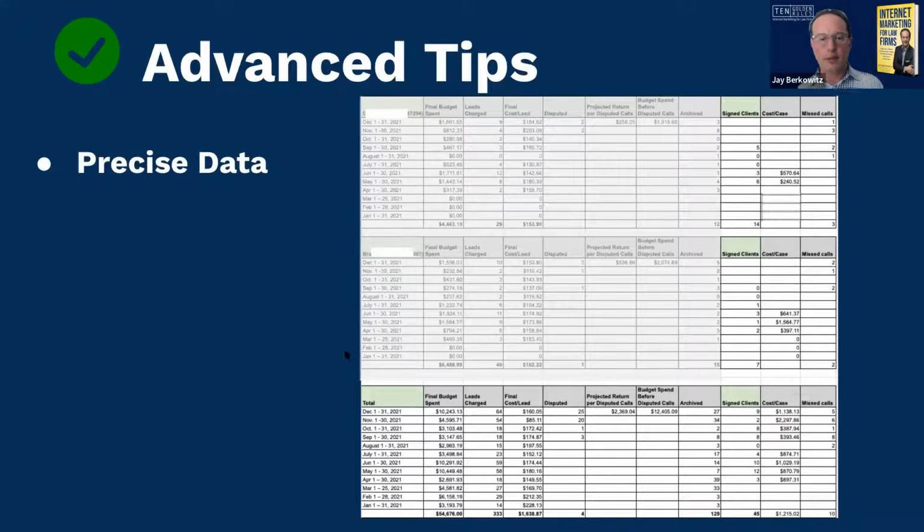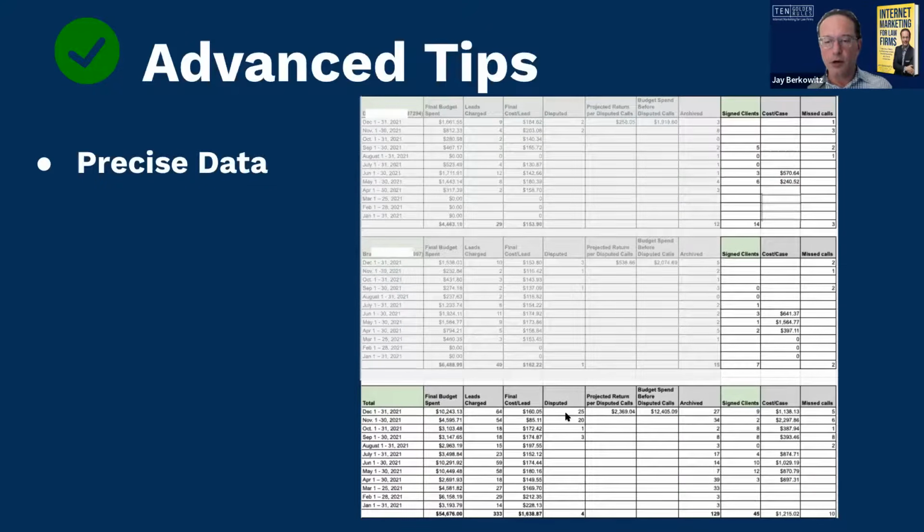On this document, we have the budget spent by month. We have the number of leads. We have the final cost per lead. So we just calculated that. We divided it. So these guys are getting leads for like 160 bucks.